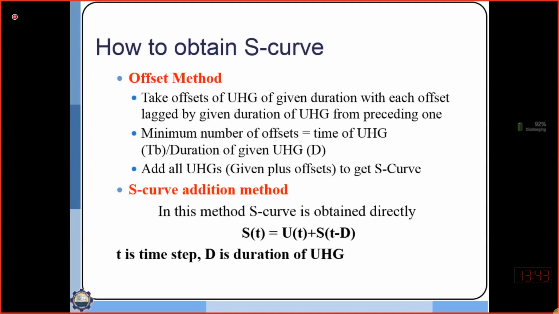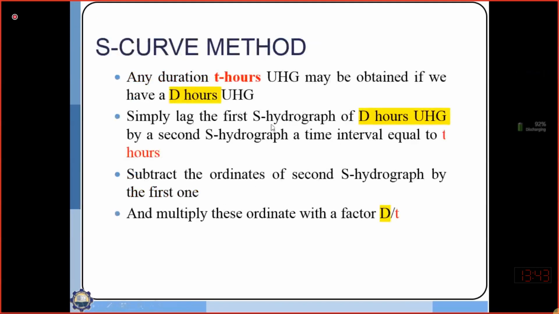Now once the S curve is obtained, this procedure will start. You will write this S curve, then make another S curve hydrograph of duration T hours, which is the required duration, and take the difference of the two S curves, the previous one and the next one, and multiply this difference by D over T. D is the given duration of the unit hydrograph and T is the required duration of the unit hydrograph. This is how you will complete this job.